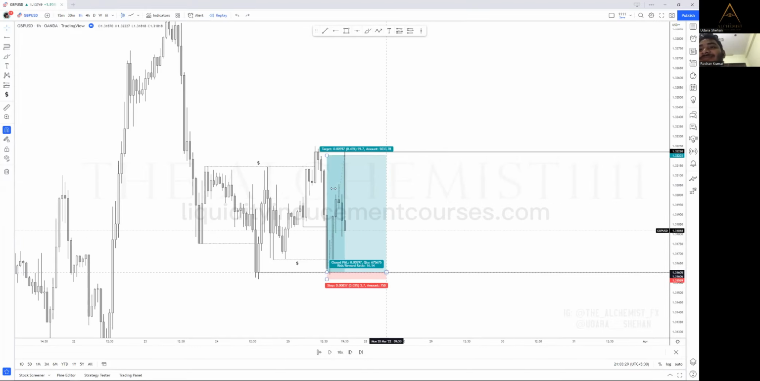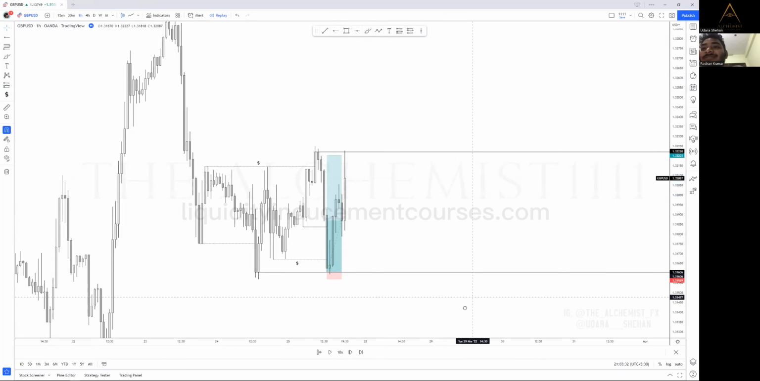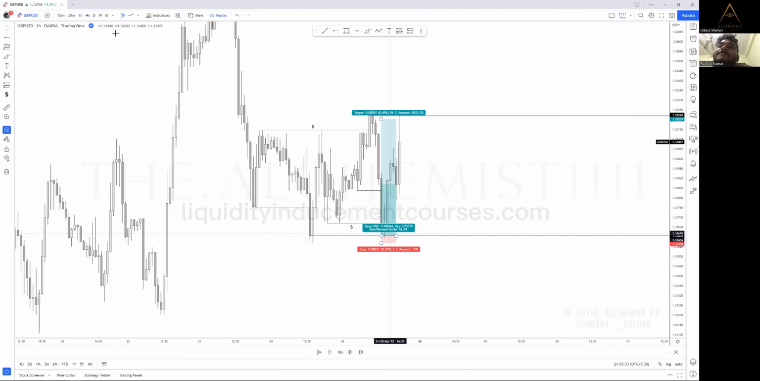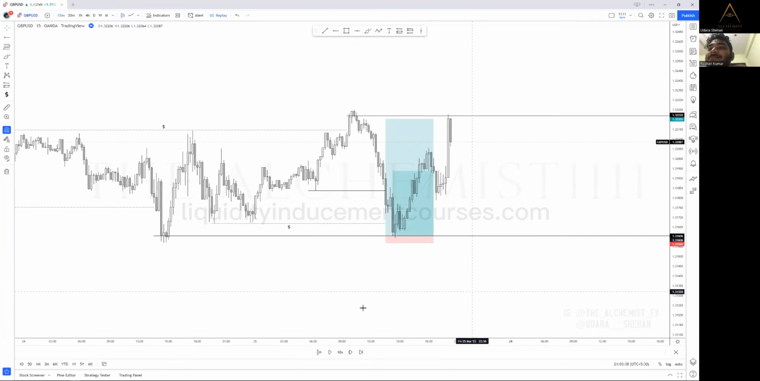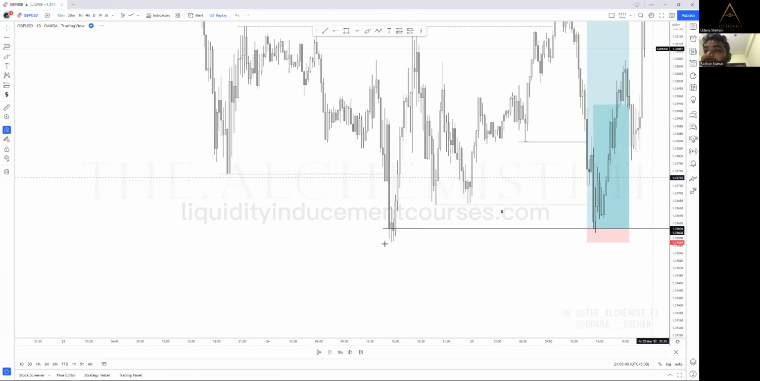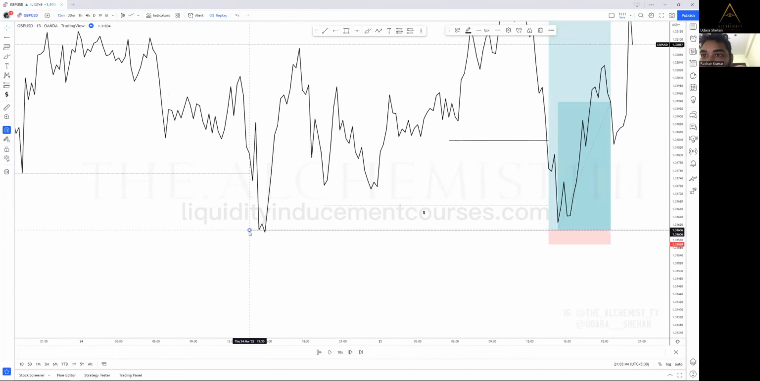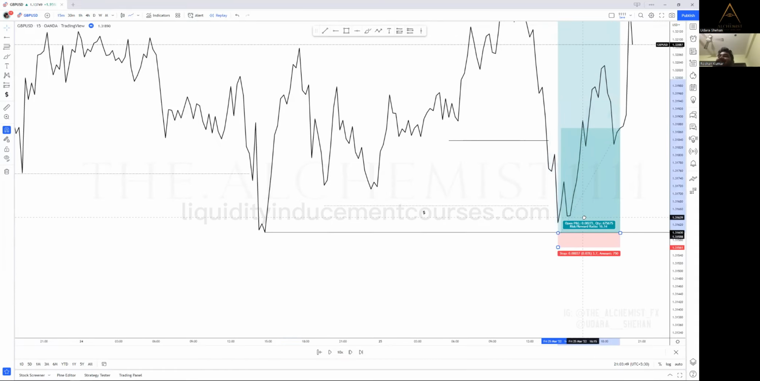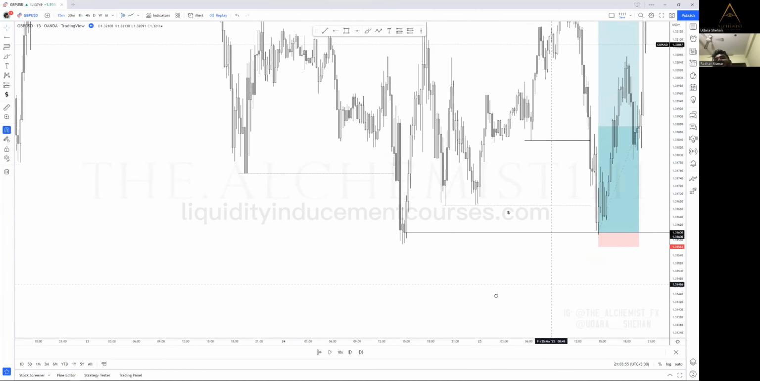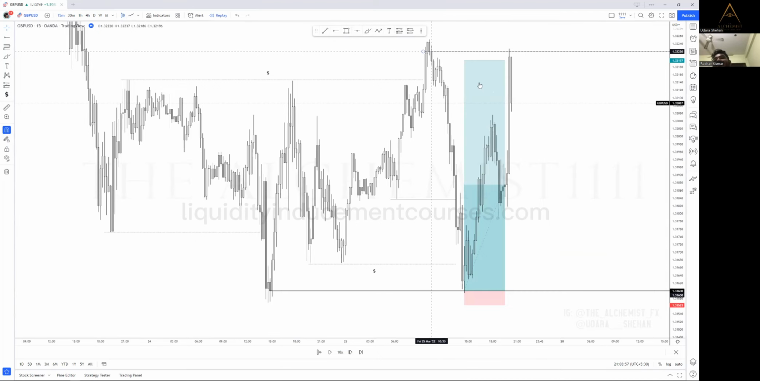Whoa. Look at that. And this right here could have even been a better entry, because one of my students took this and sent it to me, I remember. Look at this. He refined this 4 hour zone into the 15-minute support that was over here. See that? So more refinement, and the entry would be even better. Even a better entry like this. What happens? There it goes. See that? There it goes.